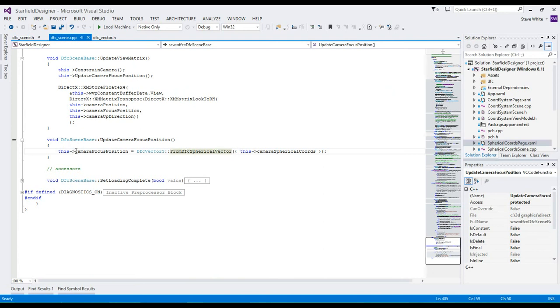So now that we have the camera focus position, what do we do with that? Well, we use it in update view matrix. So here's the camera focus position in Cartesian coordinates that we just calculated, and we hand that off to DirectX to do its magic with, to actually create our look at matrix. And of course, because I always use a radius of 1, that is essentially a normalized vector. So that's it for spherical coordinates.